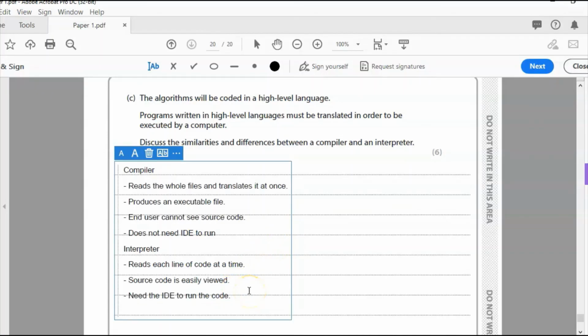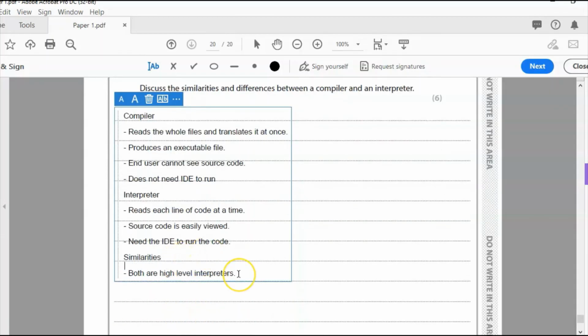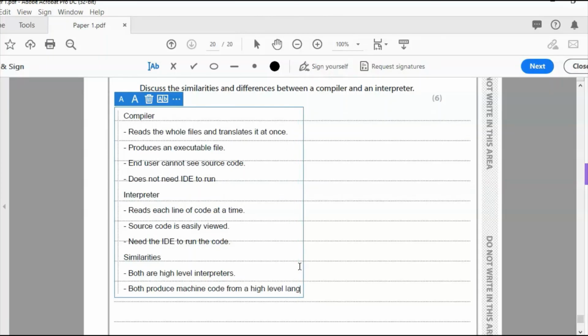So now we've talked about that, let's go to the similarities and then we'll go to the differences. So similarities, both are high level, so they're not low level like machine code or assembler. Okay, so both high level, and what else can we say? Both produce machine code from a high level language. So your Python code has to be converted into machine code before the computer can understand it and run your program. What about the differences?